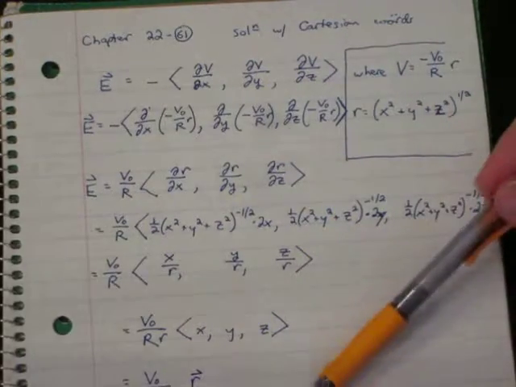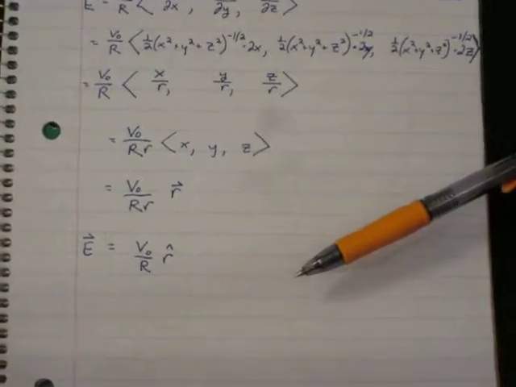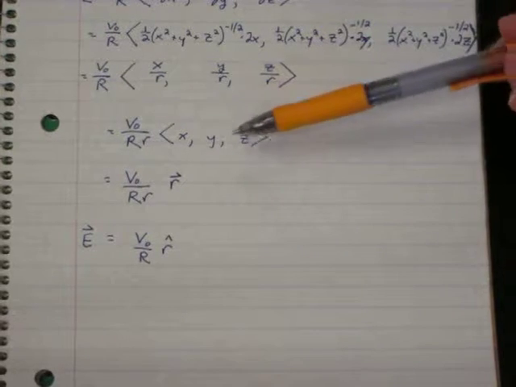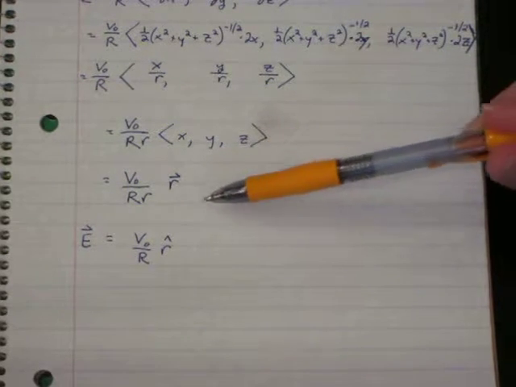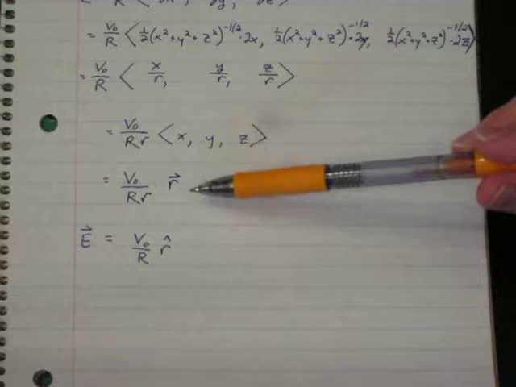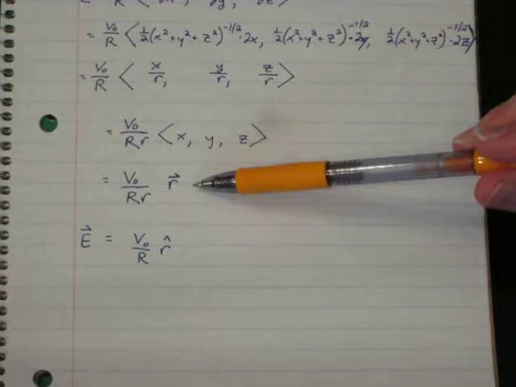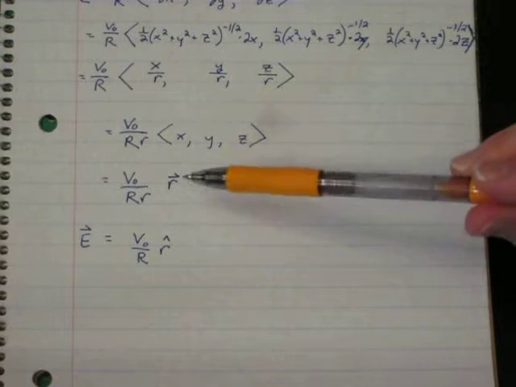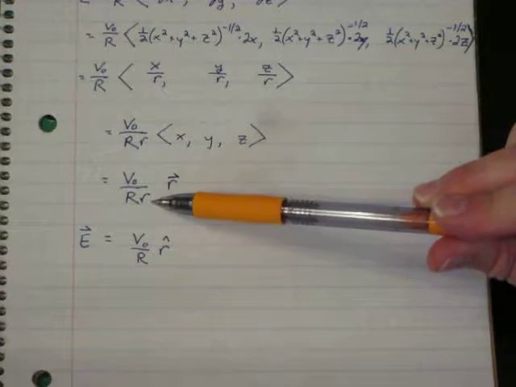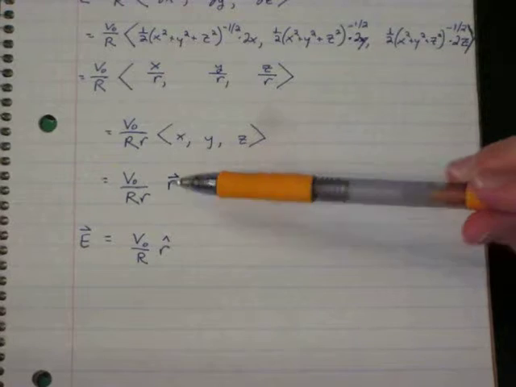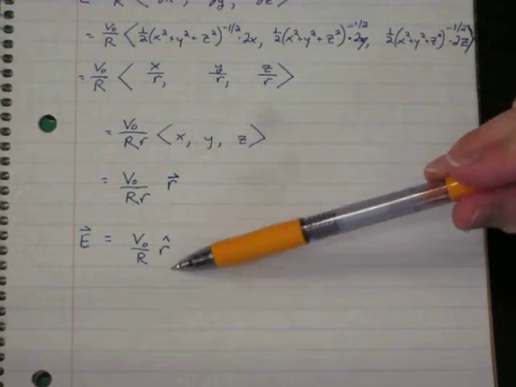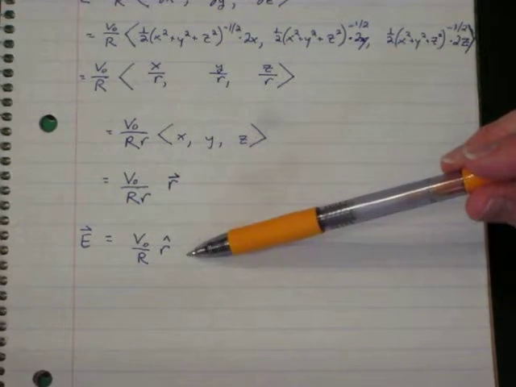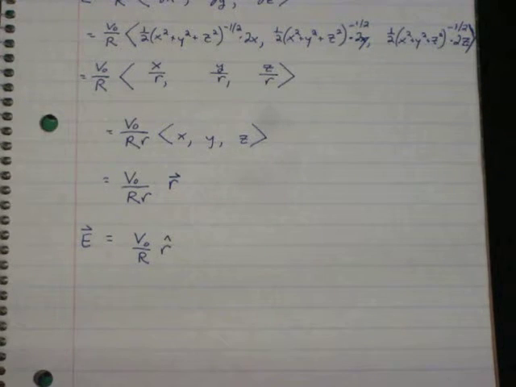So we have V naught over big R, times 1 over little r, times the r vector. Now, the r vector divided by r is r hat. So we're left with the electric field as V naught over R times r hat, which is the same result we got with the first solution. And that is the end of the chapter 22 homework.